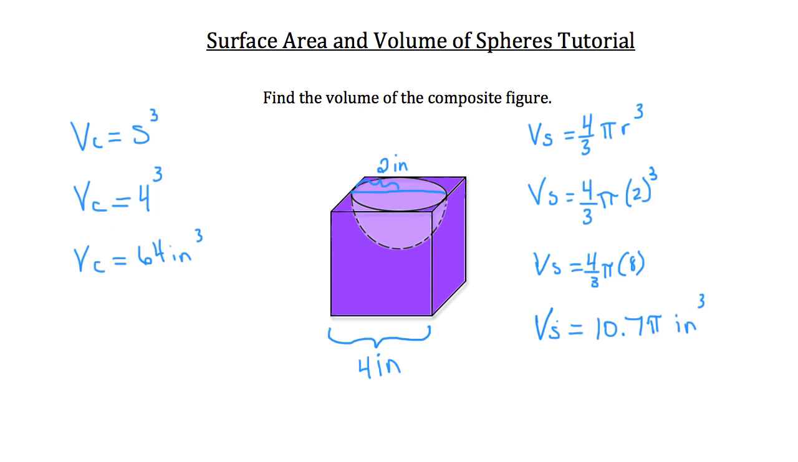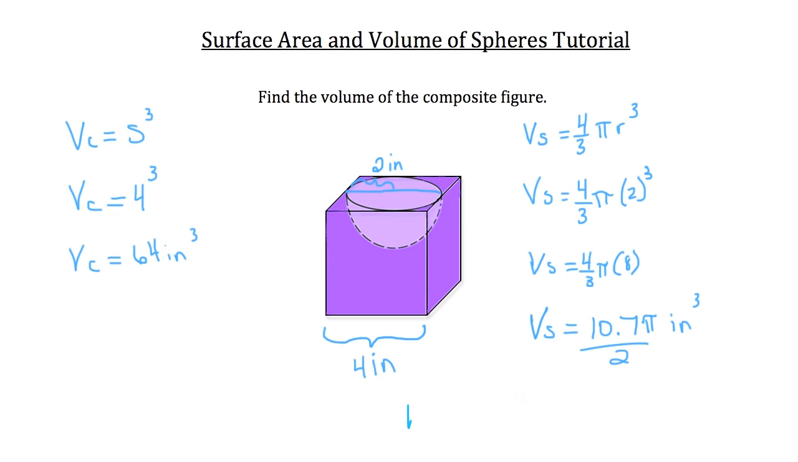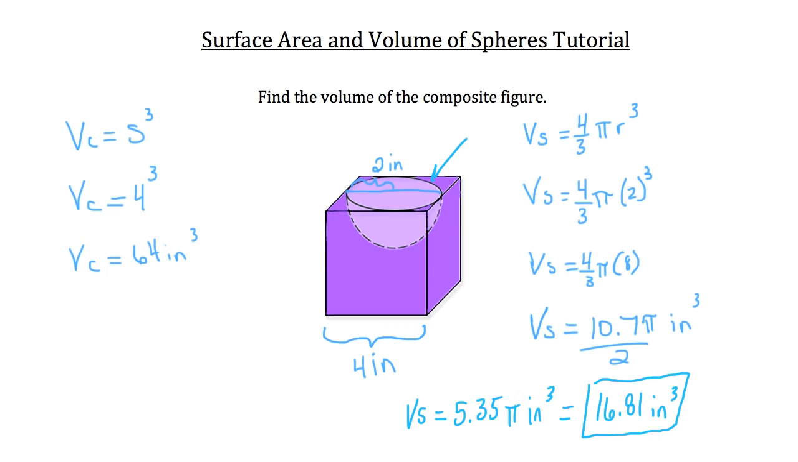Now we don't have a full sphere, we have half a sphere, so it's only displacing half of that volume. So when we divide 10.7 pi by 2, our volume is 5.35 pi inches cubed, which is roughly 16.81 inches cubed. So that's the volume of our semisphere here.